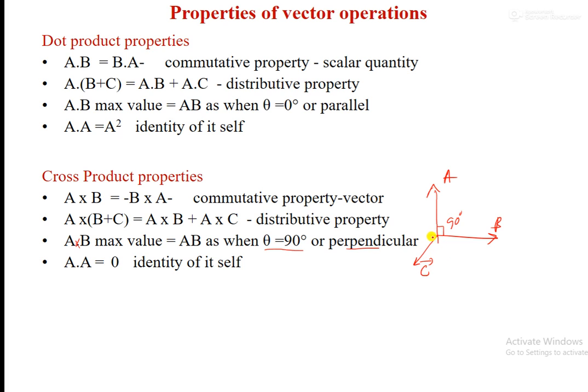The resulting vector c is maximum, and it is perpendicular to both. And for the identity, a cross a is 0, not 1, whereas a dot a is a square. So these are the few vector properties.